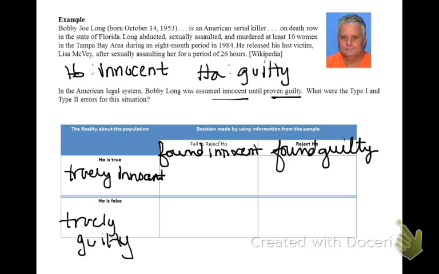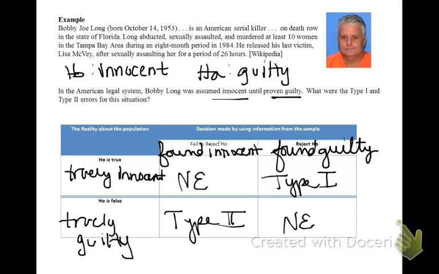If Bobby Long was truly innocent and the jury finds him innocent, then no error has been made. If the jury finds him guilty and he's truly guilty, then no error has been made. However, if we reject H0 when H0 is true, if the jury finds Bobby guilty when he was really innocent, then this is a type 1 error. And if you fail to reject H0 when H0 is false, if the jury finds Bobby innocent when he is truly guilty, this is a type 2 error.